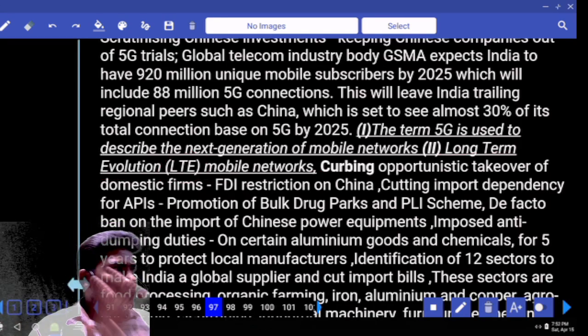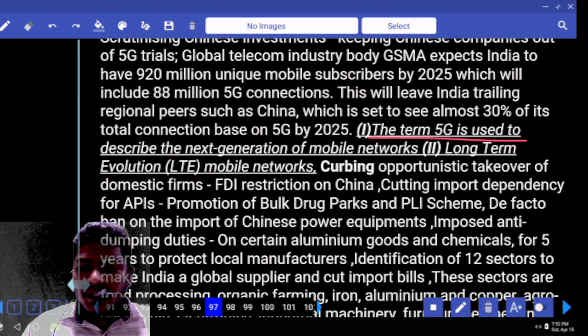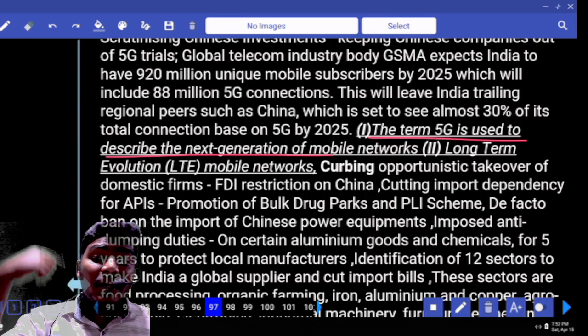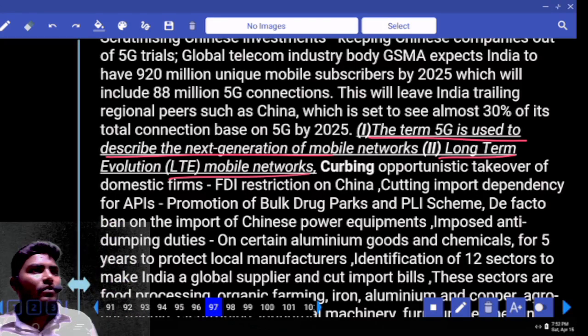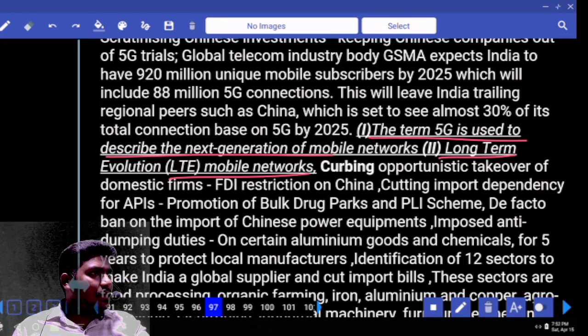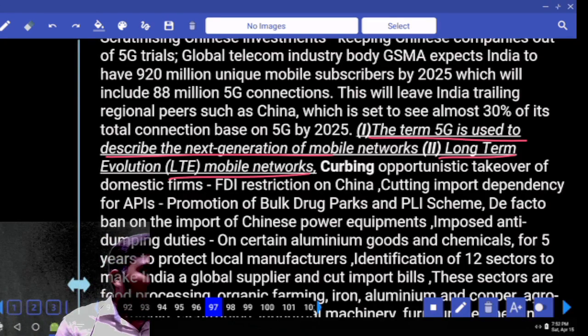Now if you look at this combination here, the term 5G is used to describe the next generation of mobile networks. Long term, that means LTE mobile networks. Now, we are making a comparison. Which is better of these two? Can you tell me? 5G is better.